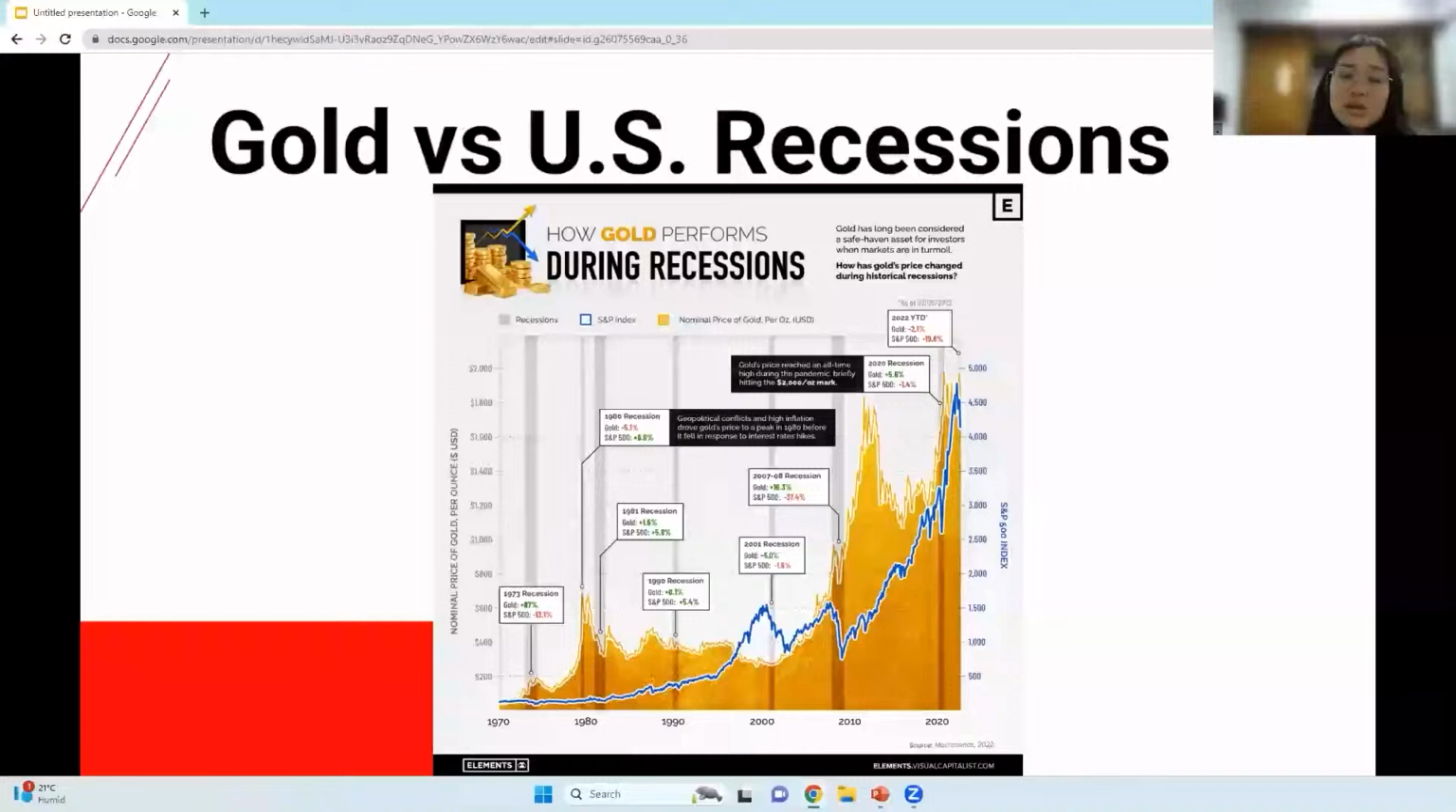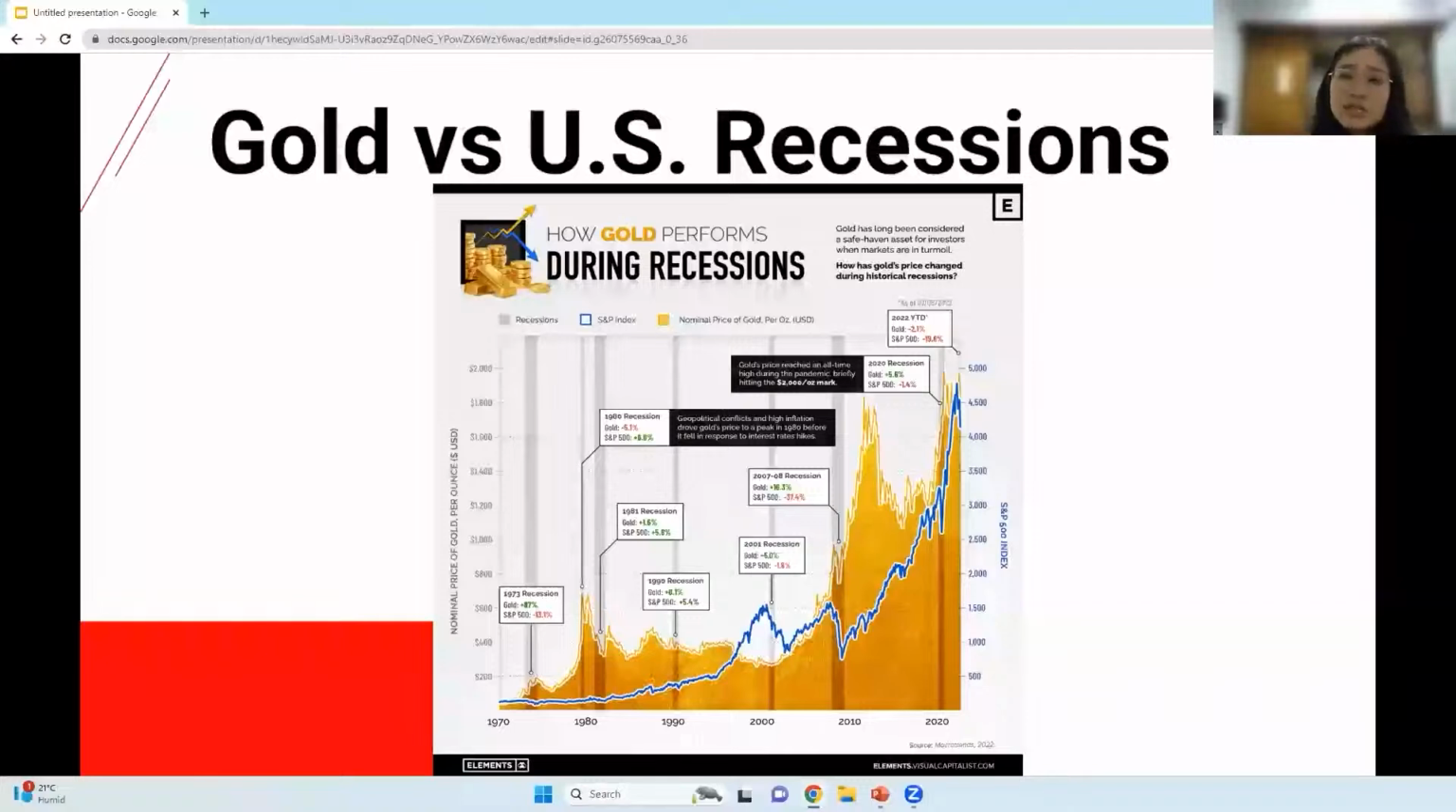Okay, so it compares the value of gold to the S&P 500 in historical recessions. So if we're mainly talking about, I think over here, the first recession you see here is the 1973 recession. Gold increased by 87%, while the S&P 500 dropped by 13.1%. Okay, the recession length was about 16 months in 1973.